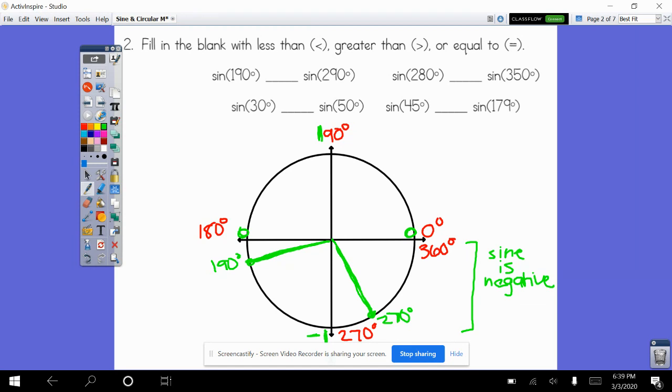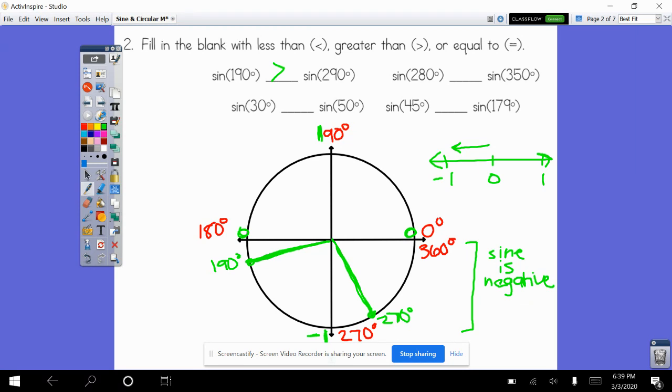So again, I'm just saying with negative numbers, I'll draw a number line, -1, 0. With negative numbers, the closer I get to -1, the lower my value is. The closer I get to 0, the bigger my value is. So since 190 is closer to 0, that means it has a bigger value than sine of 290. Because sine of 290 is going to be closer to -1 since it's a bigger negative height.